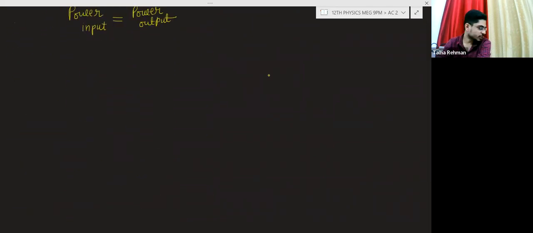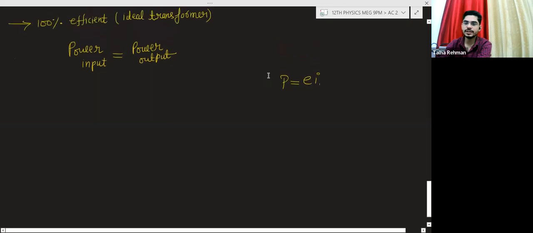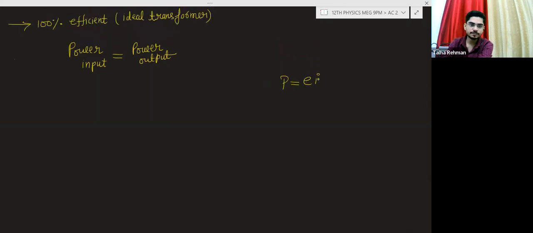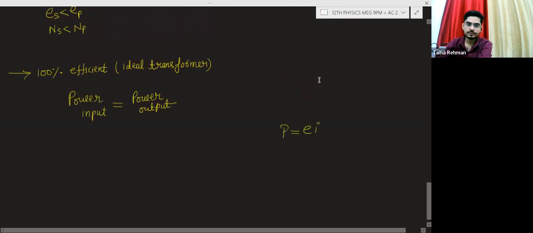And what is the formula of the power? Power is given by EMF, or you can say potential difference, into current. EI will be the power. Power is equal to EI. E is the EMF here, I is the current. So input power is given by, this is the input, na?